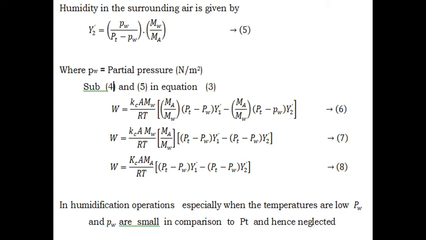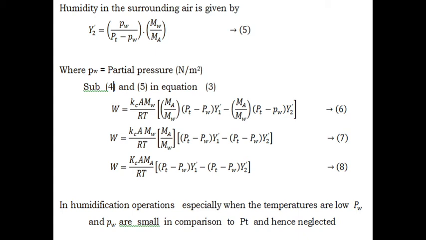So from this expression, capital W is equal to kCa into Mw divided by RT into Ma by Mw, into Pt minus Pw into Y1 dash minus Pt minus pw into Y2 dash. Why? Because the common term is Ma by Mw. Are you clear or not? Okay. So here the Mw's are cancelled. Finally we get capital W is equal to kCa into Ma by RT into Pt minus Pw Y1 dash minus Pt minus pw Y2 dash. Are you clear or not? Okay. So this is equation number 8.